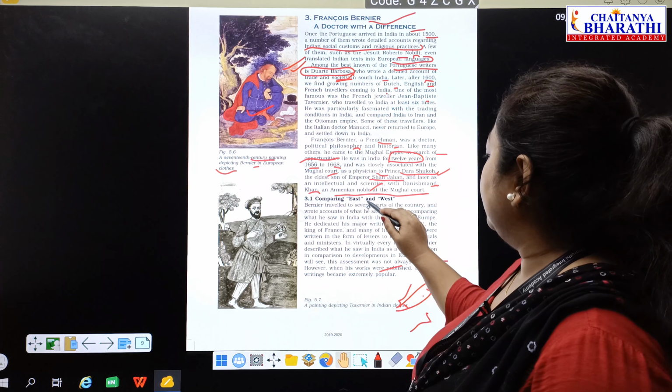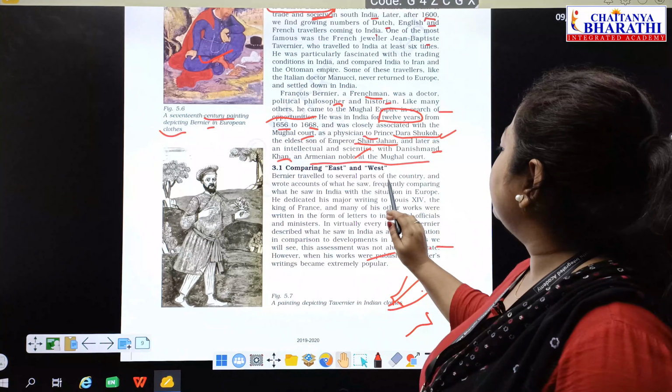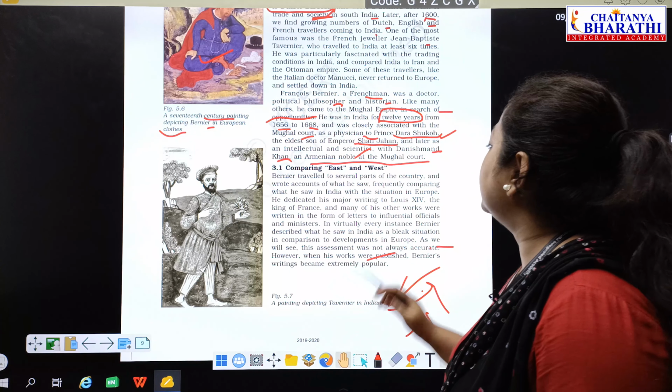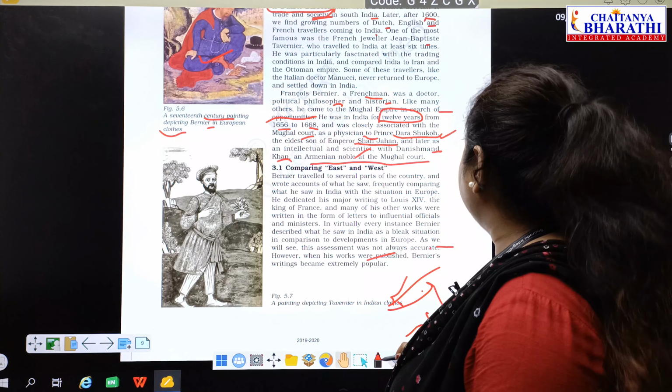Now, comparing East and West. Let us see what's there in comparing East and West. Bernier travelled to several parts of the country and wrote accounts of what he saw, frequently comparing what he saw in India with the situation in Europe.